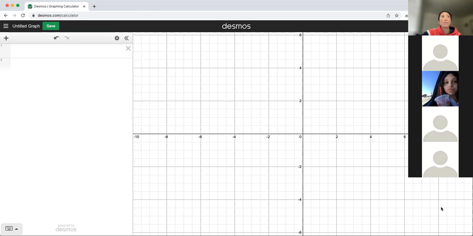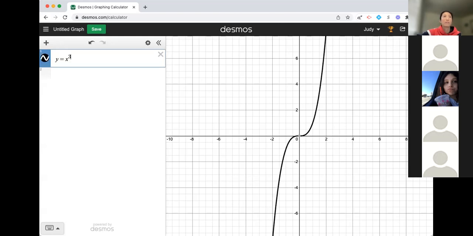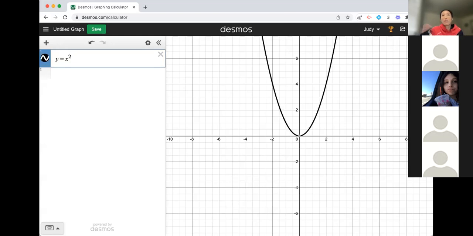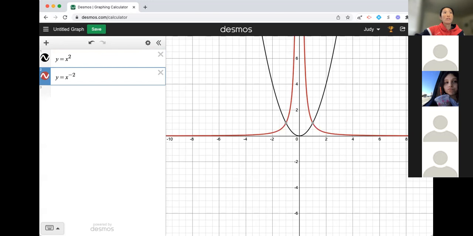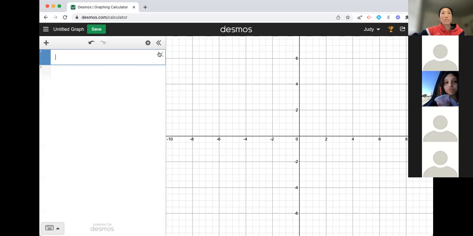All right, so we've been using Desmos a lot for graphing, right? We know we can type in an equation, like if I typed in y equals x squared, I could get a graph. And if I wanted to graph a different one, I could do y equals x squared minus 2, or x to the minus 2, something like that, right? And so you can start to graph a bunch of things, and it's really nice and handy to be able to do that visually, right? But there are some other features.